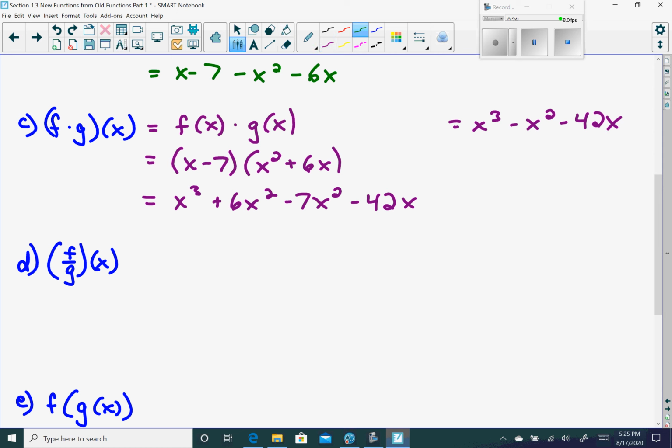Next one, we have division, so we're just taking f of x over g of x, and this becomes x minus 7 over x squared plus 6x. What we would try to do in this case is see if we could factor anything out and divide out common factors. In this case, there's nothing we can do, so that is how we leave it.